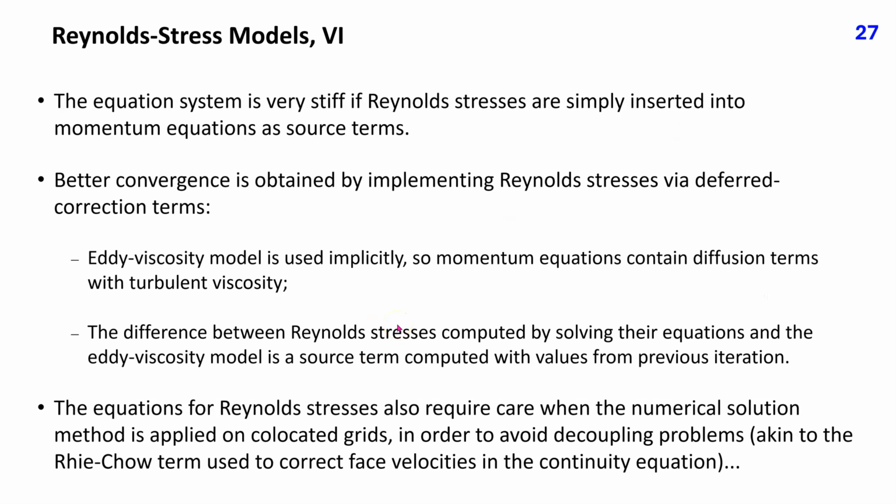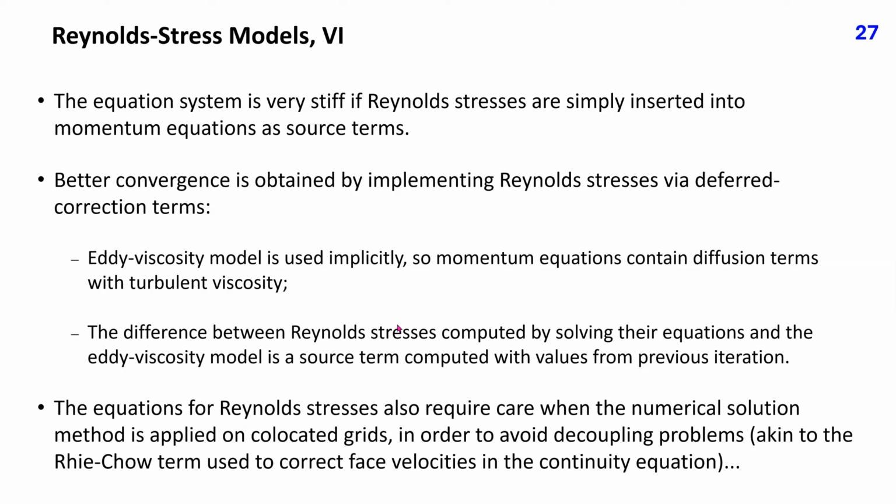The equation system resulting from the Reynolds-averaged Navier-Stokes equations and Reynolds-stress model equations is very stiff if Reynolds stresses are simply inserted into momentum equations as source terms. Better convergence is obtained by implementing Reynolds stresses via deferred correction terms. The eddy-viscosity model is used implicitly, so momentum equations contain diffusion terms with turbulent viscosity. The difference between Reynolds stresses computed by solving their equations and the eddy-viscosity model for them is a source term computed with values from the previous iteration.